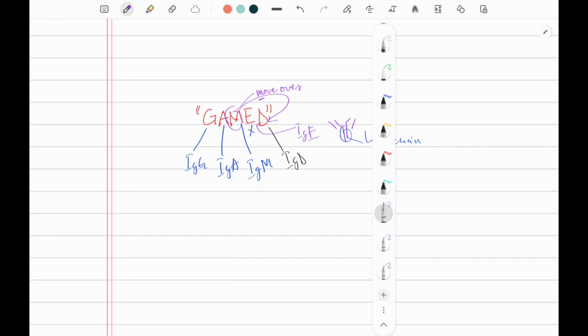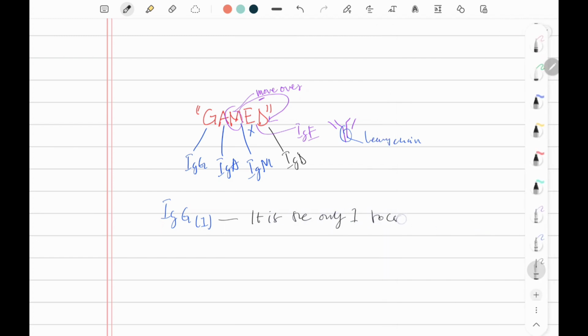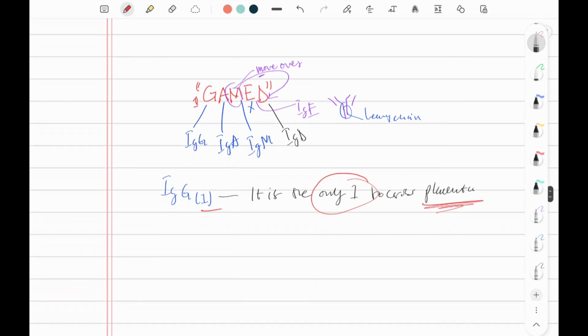Moving on, we are going to talk about some of the locations of the immunoglobulins and other things that are really specific to them. So first, we start again with our G, which is IgG. IgG is number one in this mnemonic, GAMED, and so it is the only one to cross the placenta. No other Ig can cross the placenta except the number one.